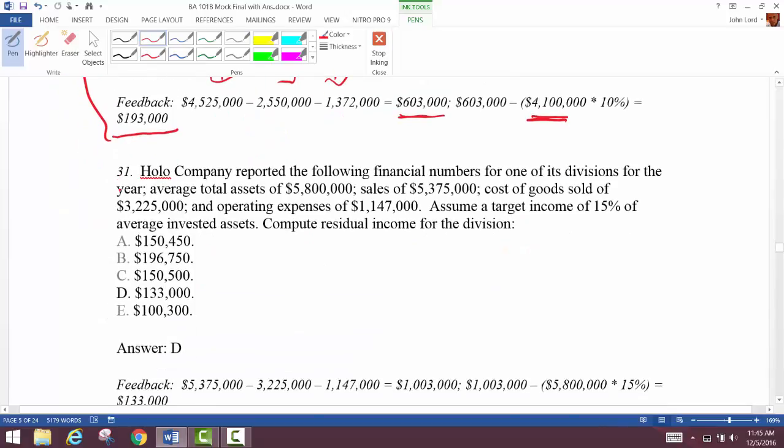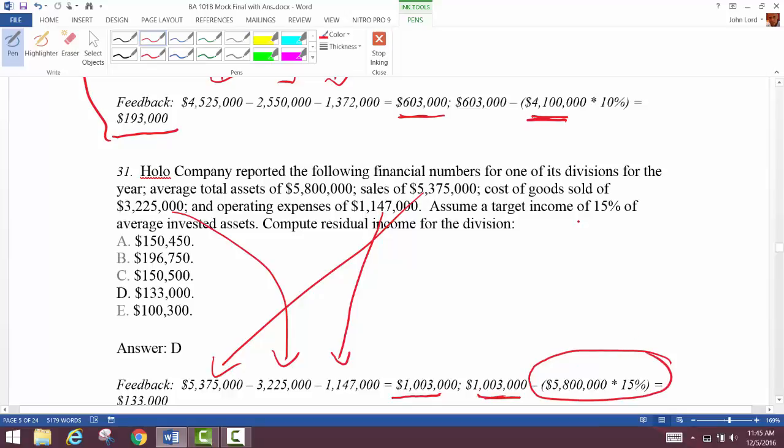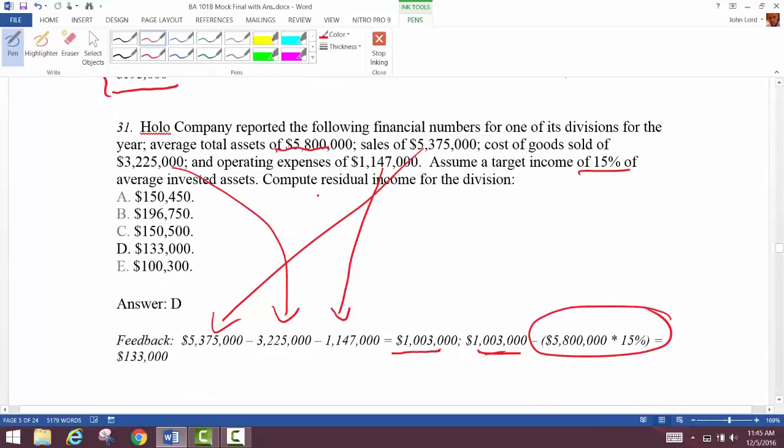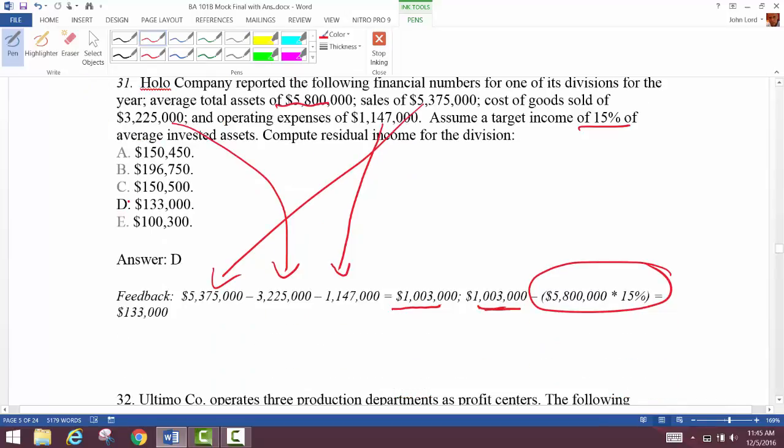Okay, this one, another residual income. Pretty easy questions, right? Our sales minus our cost of goods sold minus our operating expenses gives us operating income. Operating income minus the targeted return on our assets gives us a what? Residual income of this 133.